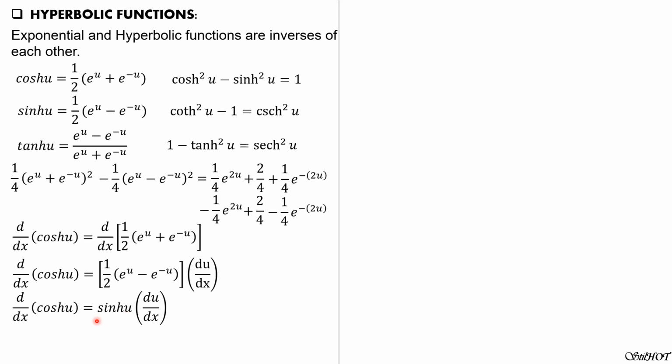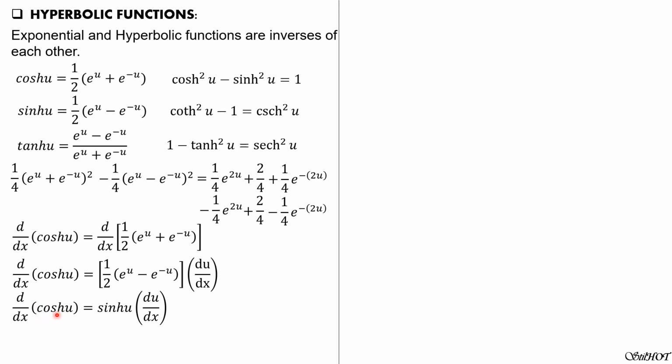Because of that, take note that the reciprocal of cosine is secant. The derivative of secant hyperbolic of u would also change sign. Those are the only two hyperbolic functions where the signs of the derivatives would be opposite to the signs of the derivatives of their corresponding trigonometric functions.